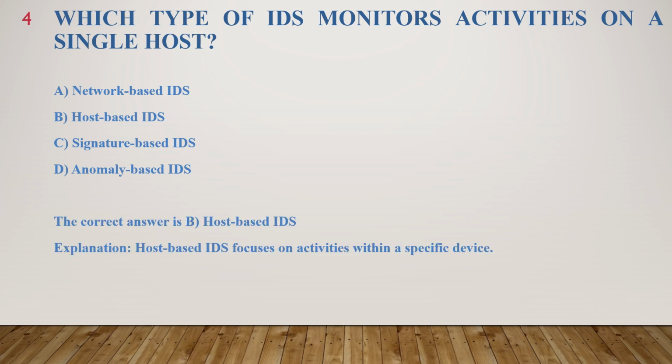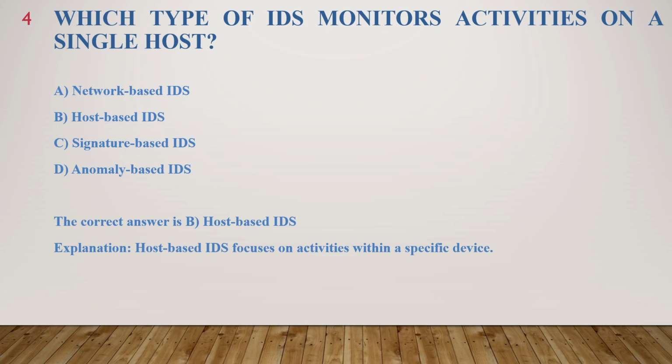Host-based IDS. An intrusion detection system, IDS, is a security tool that monitors network traffic or system activity for suspicious or unauthorized actions that might indicate an attempted intrusion. There are two main types of IDS: network-based IDS, NIDS, and host-based IDS, HIDS. Here's how they differ in terms of monitoring scope.